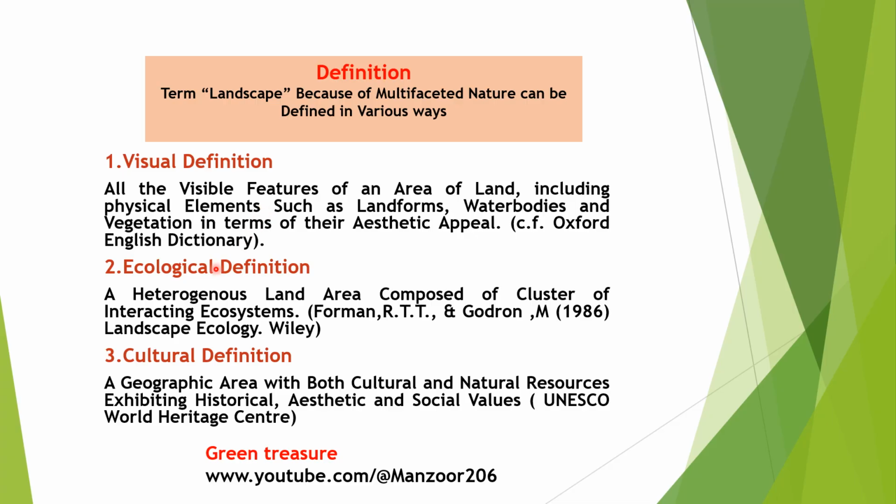As per the ecological definition, it is a heterogeneous land area composed of a cluster of interacting ecosystems, as has been cited. By cultural definition, it is a geographic area. A landscape is a geographic area with both cultural and natural resources exhibiting historical, aesthetic, and social values, as has been given by the UNESCO World Heritage Center.